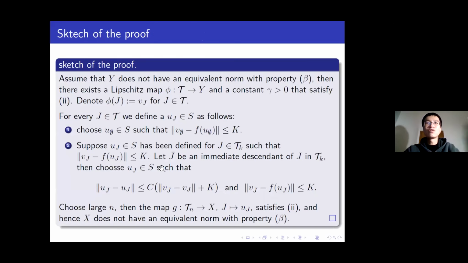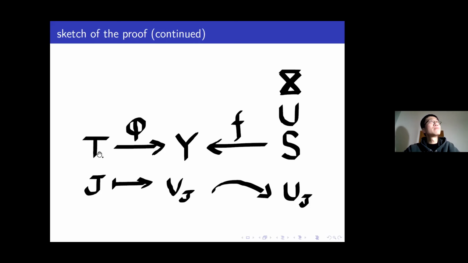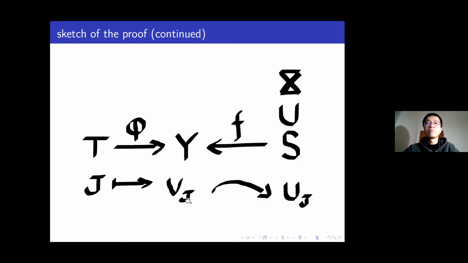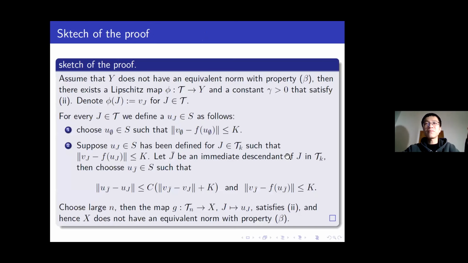But again, since you have this K here, you have to consider the restriction of phi to some pruned isometric subset of T. When you choose this n large and you consider the restriction, then the K can be ignored, and the composition of the restriction and this pullback will be a partial Lipschitz embedding from the tree into the space X. But this is not possible because the theorem tells us X has property beta and there's no such map into X. Okay, so this is the idea of the proof, and I hope I explained it in a clear way.